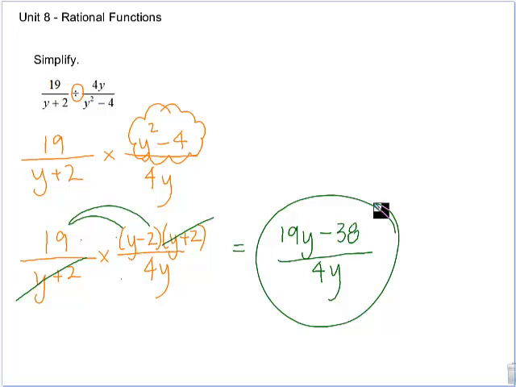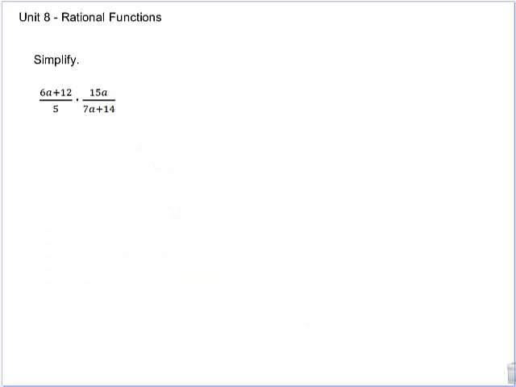And then last up, we will multiply. So we want to simplify this. We have 6a plus 12 over 5 times 15a over 7a plus 14. So first off, we want to go through and factor everything we can. So 6a plus 12 has a greatest common factor of 6, so we'll pull that 6 out, and we are left with an a plus 2.